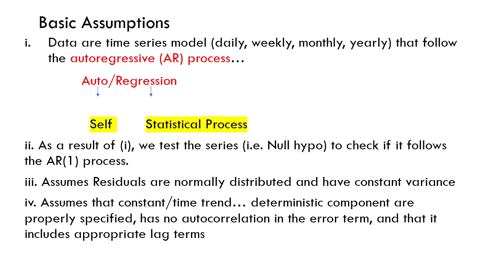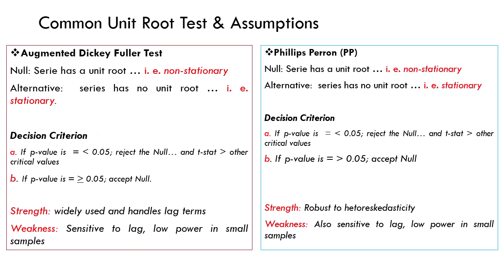Then again, we said it is assumed that time trend deterministic components are properly specified, that there is no autocorrelation in the error term, and that the lags are appropriately specified. These are the basic assumptions that lead to carrying out the unit root test. The common unit root tests commonly used are the ADF test, the PP test, the KPSS test, and of course the ZA test.